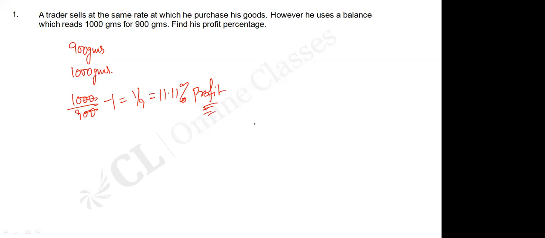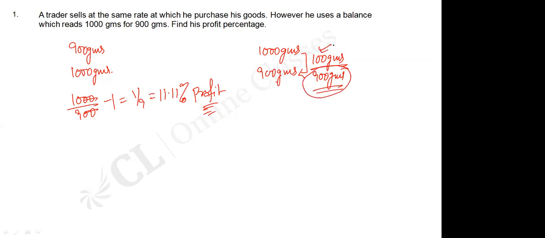How is this profit? Profit is more than one. Say I'm the shopkeeper. You come to buy something from me. You said give me 1,000 grams, but I give you 900 grams. So tell me, am I not earning 100 grams on every 900 grams that I'm selling? Listen to my words. On selling 900 grams, I earn a profit of 100 grams. How much is that? That is 1 by 9. That is 11.11% of profit. That's it. So done. Is it clear now?